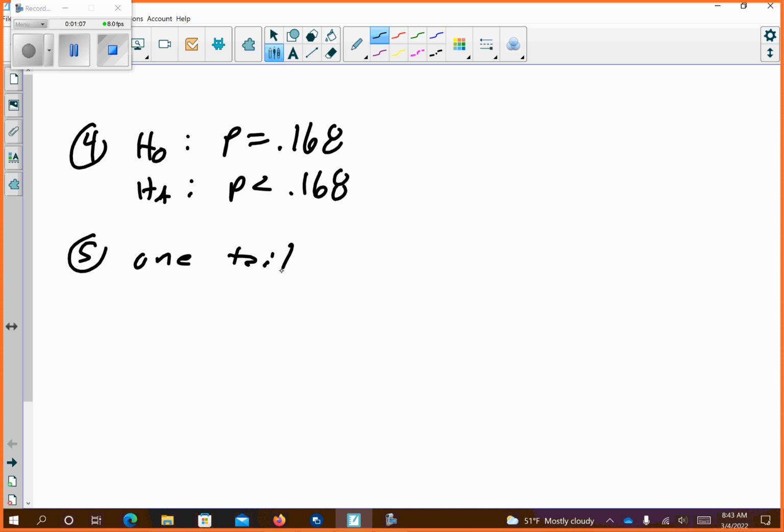Then number 6, assume that the researchers are more concerned about a type 2 error. Should they use a higher level of alpha or a lower level of alpha? Explain. It should be a higher level of alpha. It would raise the chance of a type 1 error, but it lowers the chance of a type 2. So if you raise the alpha, you lower the chance of a type 2.